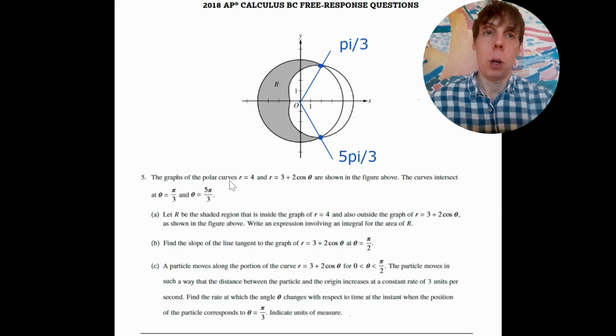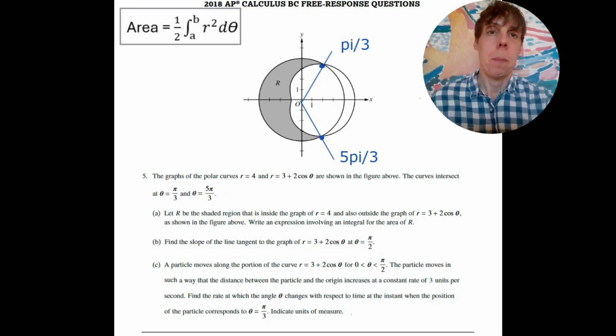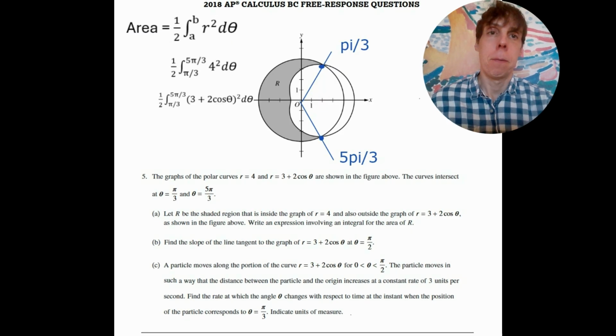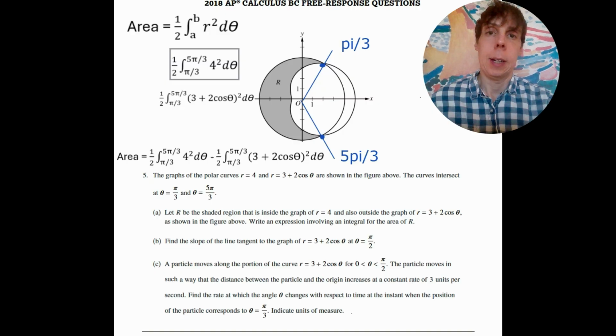Pi over 3 and 5 pi over 3 are the radian measures of the intersection points given in the question sum below. To find the area under a polar curve, you need to remember the equation: area equals 1/2 integral of r squared times d theta, where r is the polar curve equation. Next, plug r for each polar curve into the formula and subtract the area under the cardioid from the area under the circle, again integrating between pi over 3 and 5 pi over 3.